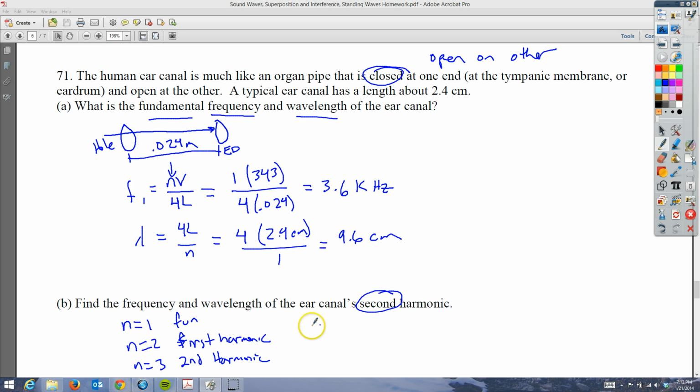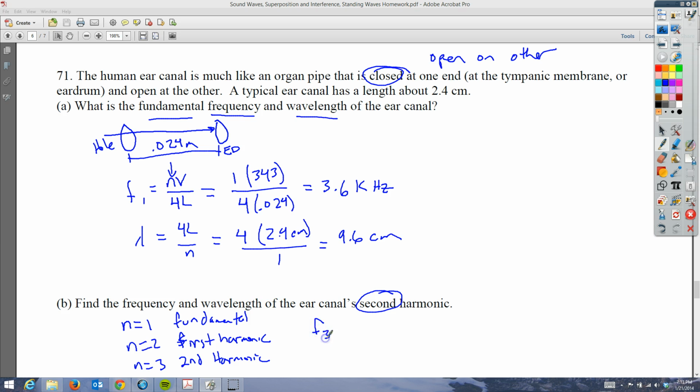And if you don't, that's okay. You just need to memorize that the fundamental is N equals 1 and N equals 2 is the first harmonic, N equals 3 is the second. So whatever you have, you just add 1 to it. And so we can go through and find this.